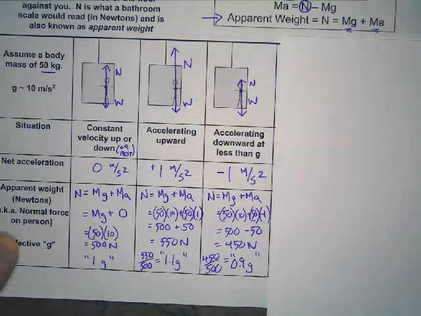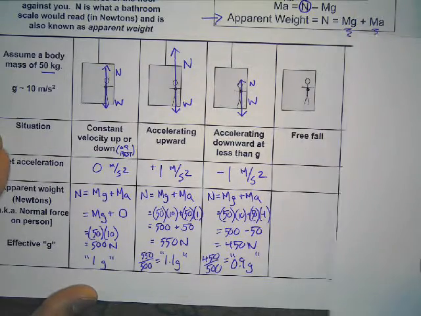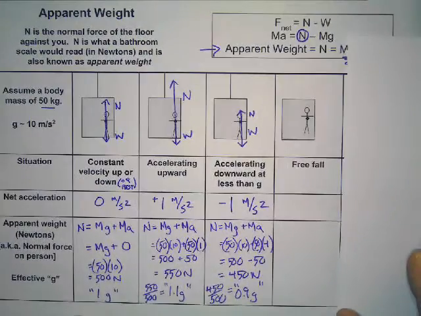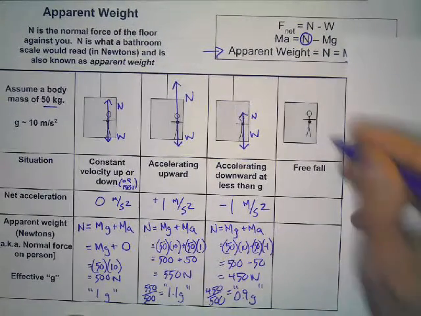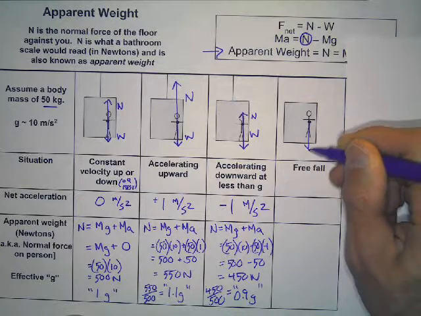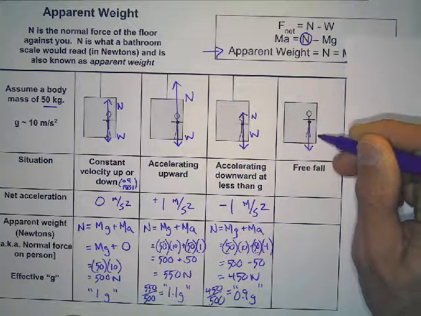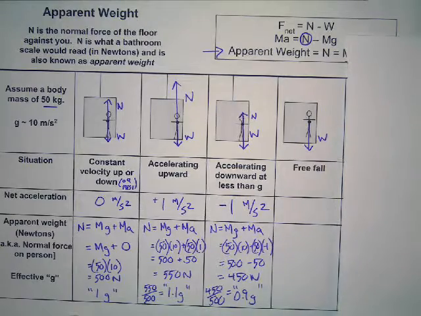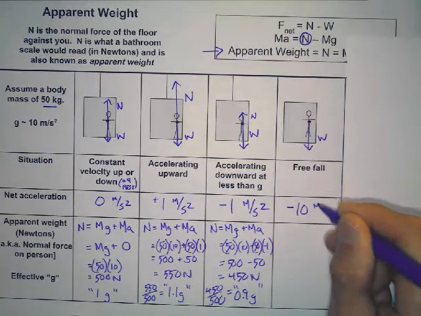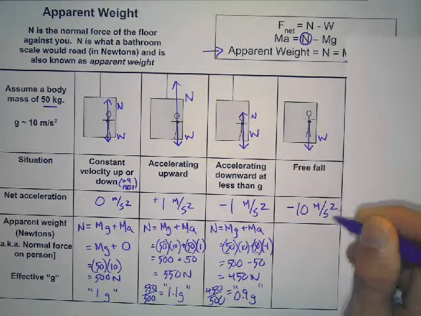Last cases are really extreme, and I hope you're never in these situations in real life. What happens if the cable snaps on the elevator car and you just are in free fall? In that situation, unfortunately for you, weight is still acting on you, but nothing else is. So there is no normal force at all. And your acceleration is going to be negative 10 meters per second squared.